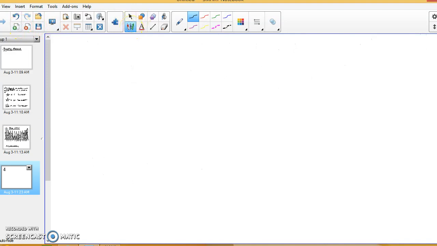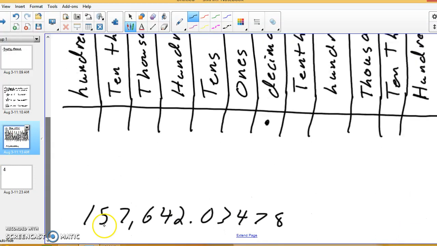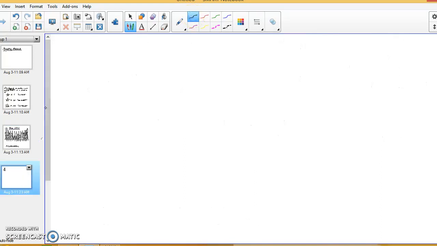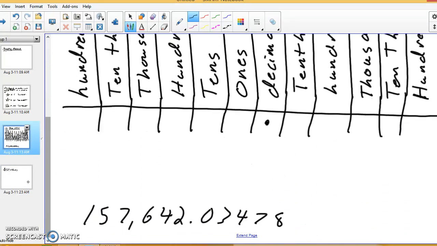So we may want to round these numbers, because if you're given a number this large, we might not want to look at it. We might want to round it to the nearest place digit just to make it easier to read and just say, okay, it's generally in that area. So say we have this number, 1,500,642.03478.